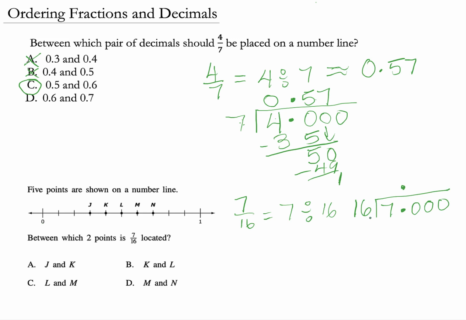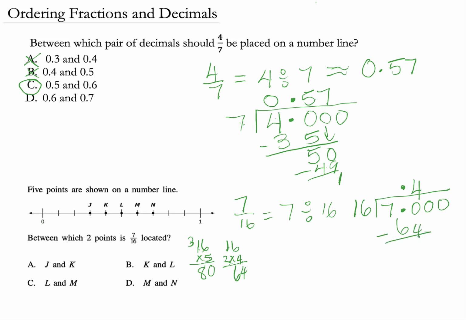Now, we got to guess how many times 16 will go into 70. So guessing, I would say, let's try 5. So 5 times 6 is 30. 5 times 1 is 5 plus 3 is 8. So, okay, 5 is too big. It gives me 80. So let's go down 1, 4. 4 times 6 is 24. 4 times 1 is 4 plus 2 is 6. Okay, so it'll be a 4. And that gives me 64.